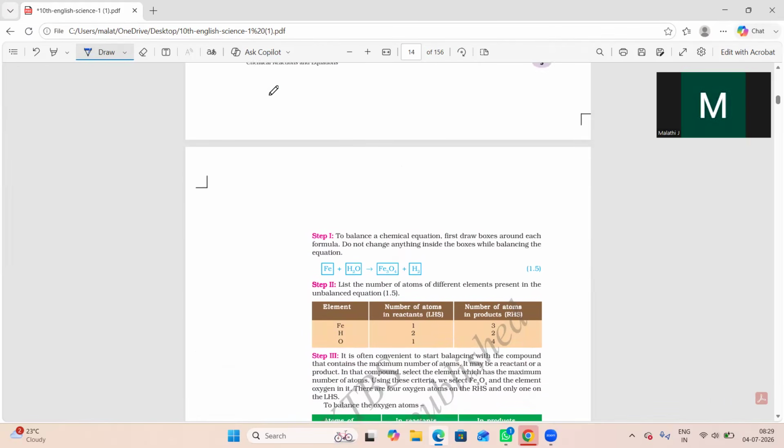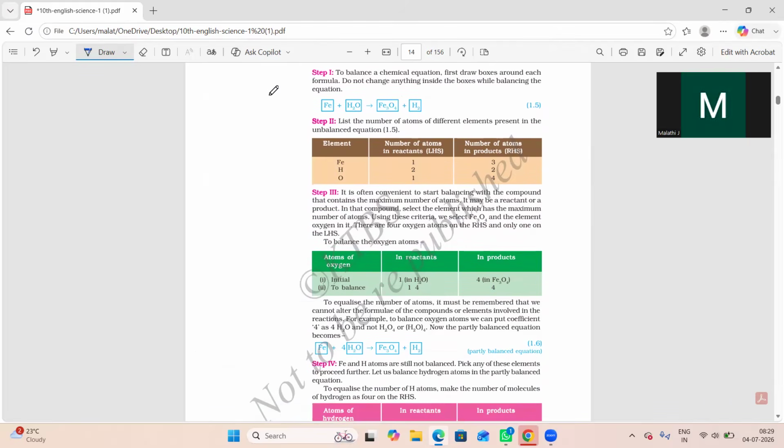Fe plus H2O gives Fe3O4 plus H2. On the reactant side, what are the elements present here? The product side also has them. So what do we have to observe? Step 1: to balance this chemical equation, first you have to draw a box for each formula. See, like this. You should box each formula.